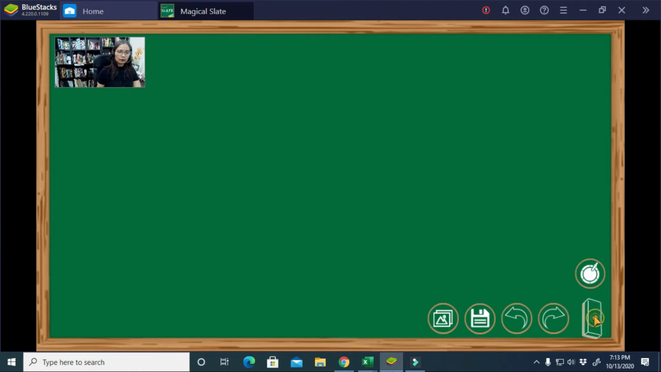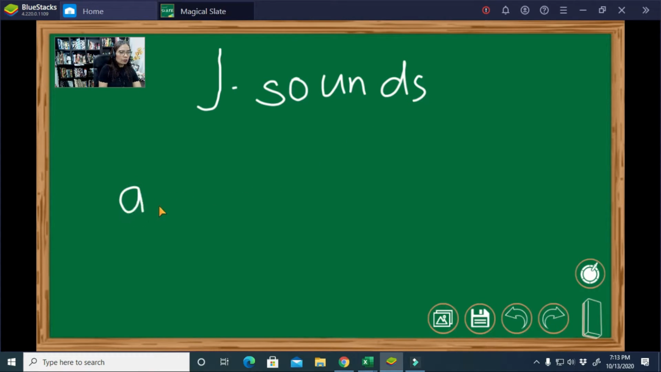Okay. So next. Now this time we are going to discuss all about the J sounds. Alright. So we have a very simple word here like age. See? This is a big circle. This one, G here, is pronounced as, say the word again, age, but the sounds there is J. We have to omit the E because it's not pronounced.